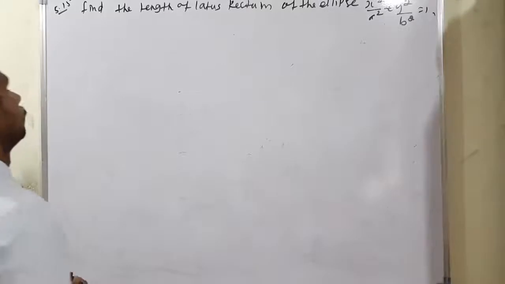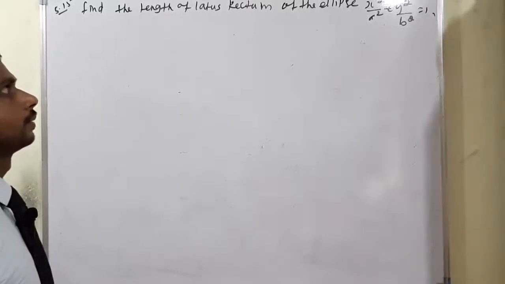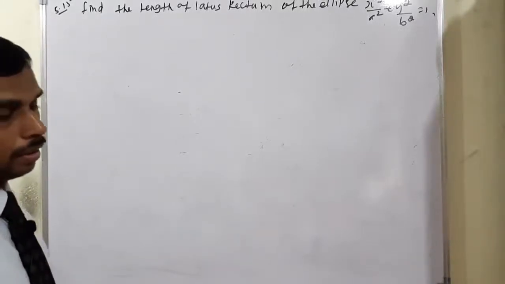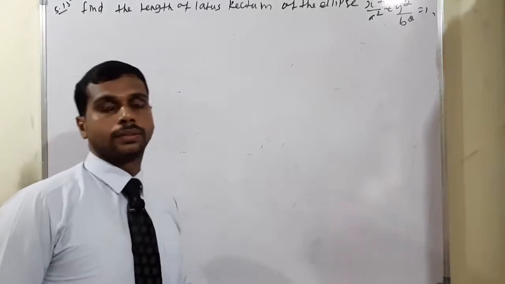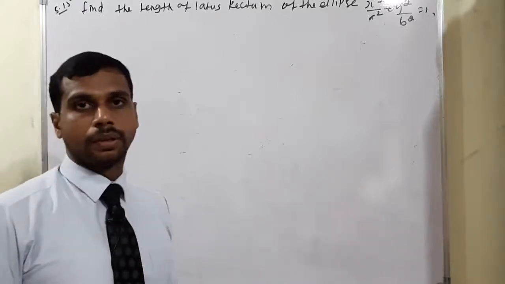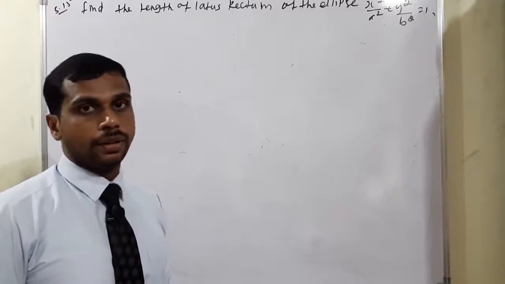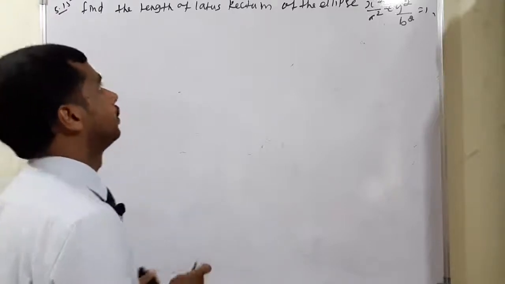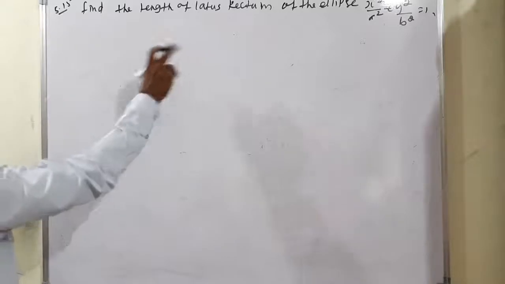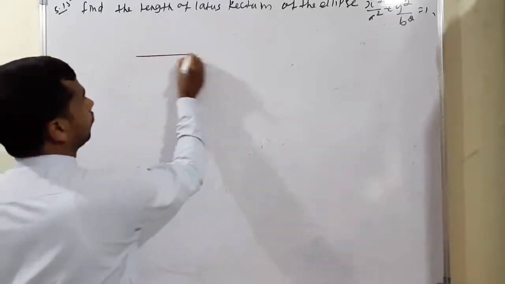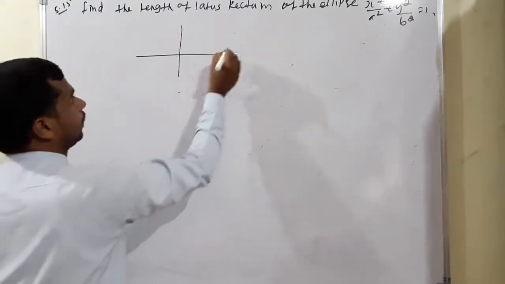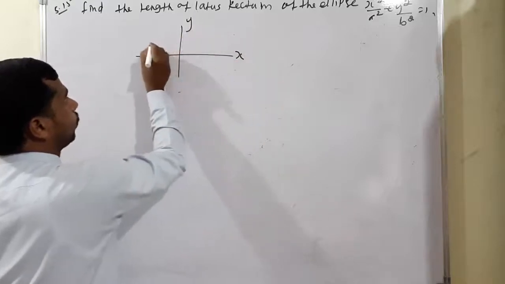Example 5.15, find the length of latus rectum of the ellipse. Already I told you when I discussed the basic concept in hyperbola, the length of latus rectum is 2b square by a. I will prove it. Listen very carefully. First we have to draw the ellipse diagram. This is x, this is y.